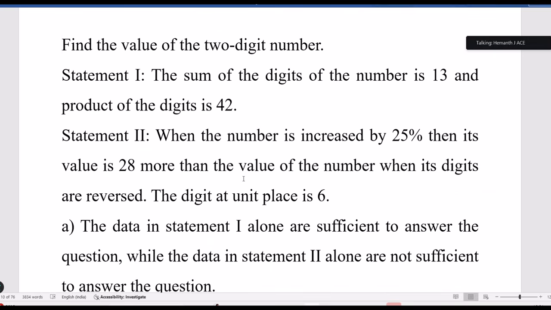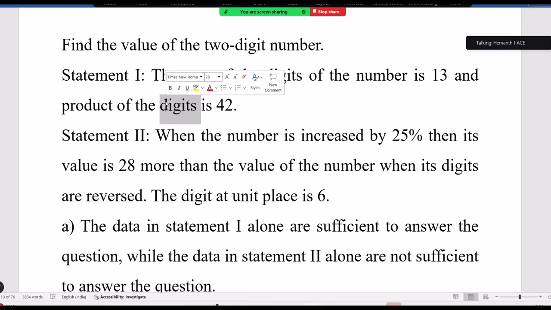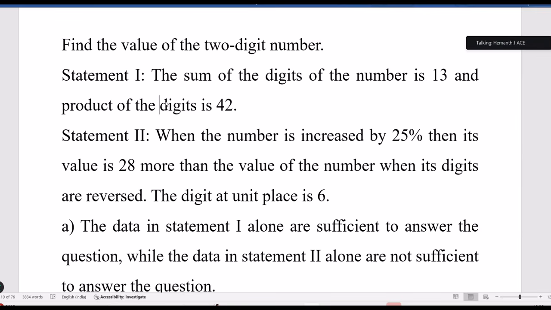Options will be: statement 1 alone is okay to find the two-digit number, statement 2 alone is okay to find the two-digit number, or put together okay, or put together not okay. Put together also not able to solve. That's how the options will be. Work on it, please. You tell me, post the answer in chat.